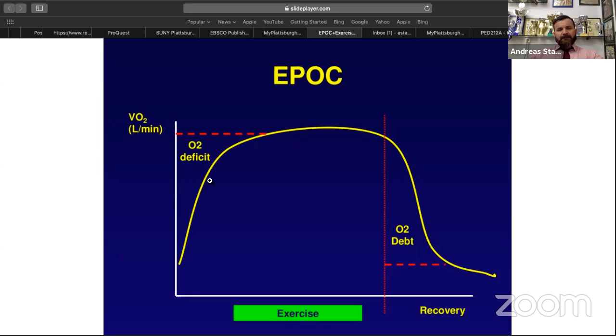So you're my trainer, you tell me to start working out. In the beginning, I'm using energy that I have stored, so my breathing is really low. I start slowly. At some point I have a steady pace, and my oxygen consumption is steady up here. Then at some point, you tell me to stop. I get off the treadmill, but I'm still breathing heavy.